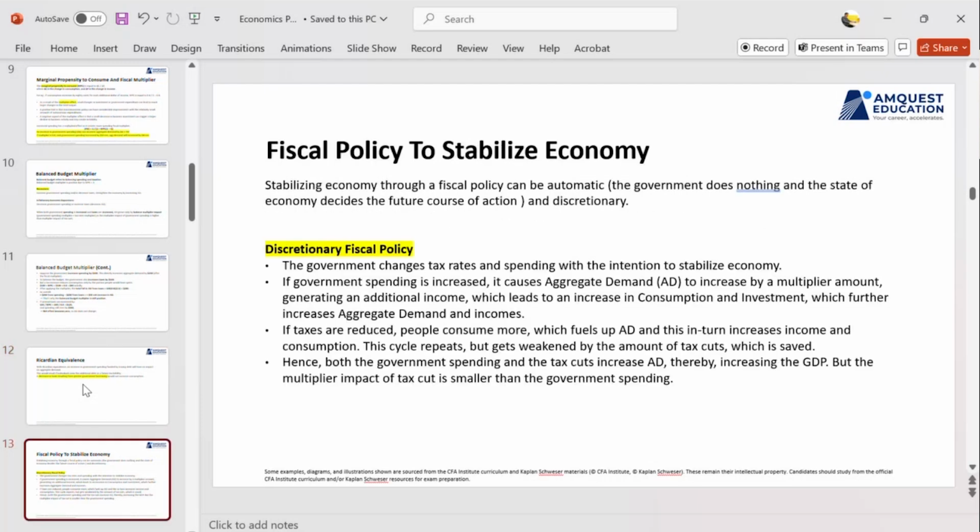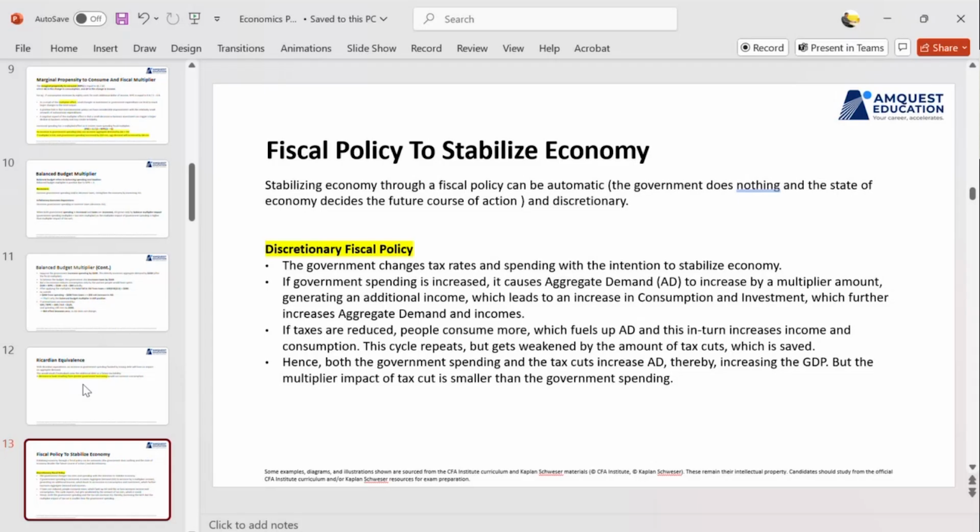Okay. Now the fiscal policy helps to stabilize the economy, right? How does it do that? Obviously, it can be automatic stabilization or it can be discretionary. Now, automatic is like the government saying, boss, I'll not do anything, I'll just sit there and watch. That is automatic. Whatever has to happen, happens. It will stabilize through no further actions.